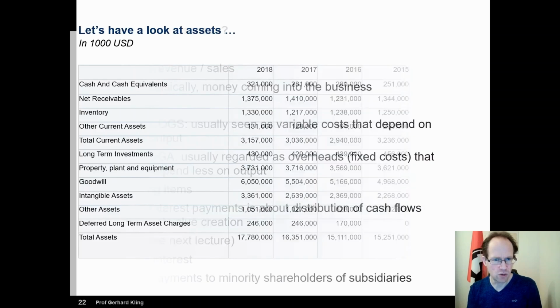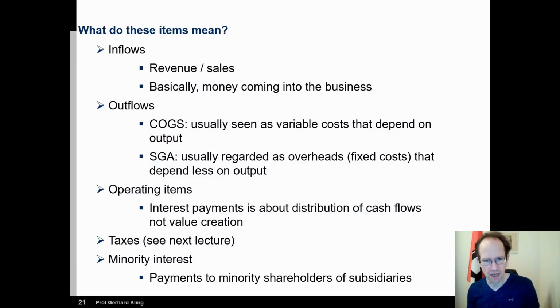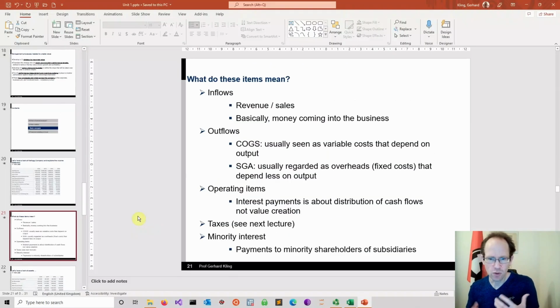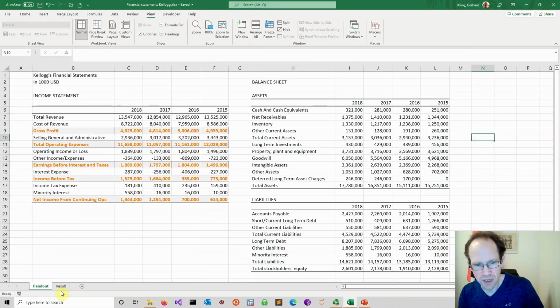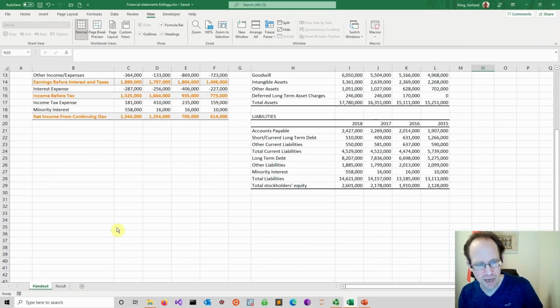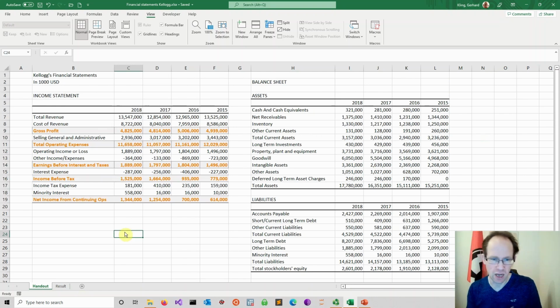So we have our assets, we have our liabilities. And what I just want to do now is move into Excel. I just want to play around a little bit. There is already a solution available as well, so we don't have to cover everything here. You can just play around yourself. I just want to point out a few important issues.